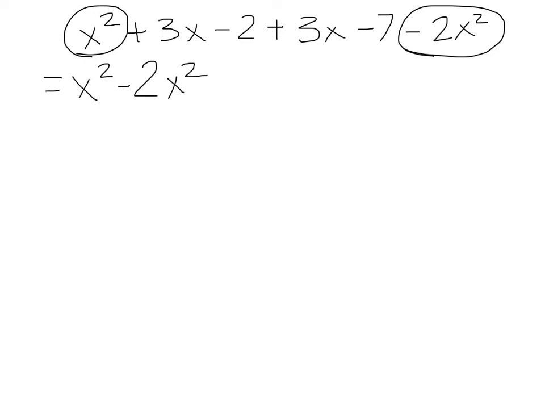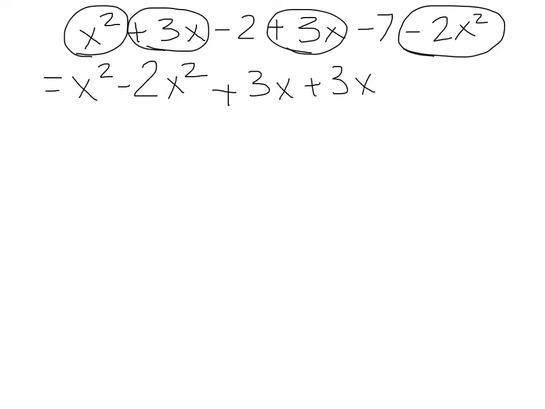Okay, I wrote them. Now I'm going to deal with my next piece, my x's. I have a positive 3x and a positive 3x, so I'm going to write them next to each other. And notice how when I circle them, I know that I'm finished with them. Now I'm going to have my negative 2 and my negative 7, and I'm going to write them. And now everything is in, it's all exactly the same, which is why it's equal to, but they're next to the people that they need to be combined with.